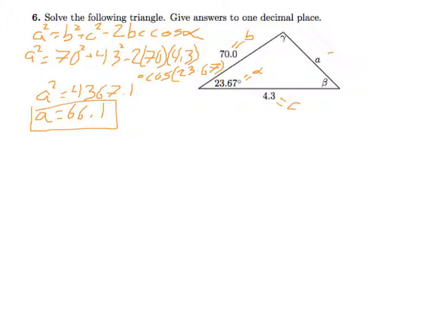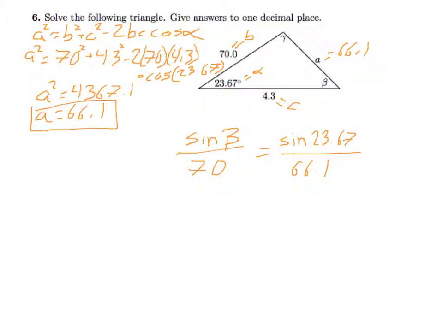So we solved for one side of the triangle, 66.1. Now that we have all the sides, we can start solving for the angles using our law of sines. How about we solve for angle beta? So sine of beta, and the opposite of that is 70. Let's take our side we just found, with alpha: sine of 23.67 divided by its opposite, 66.1. Solving for sine of beta, we get 70 times the sine of 23.67 divided by 66.1. That is going to equal 25.2 degrees for beta once we solve for it.